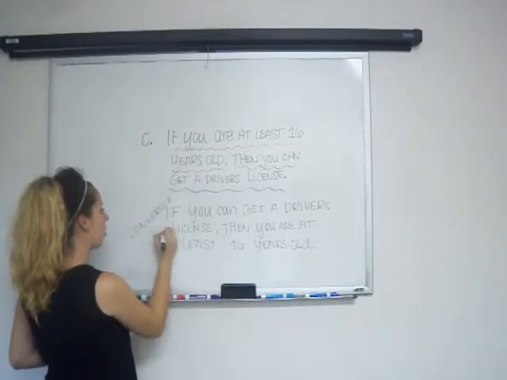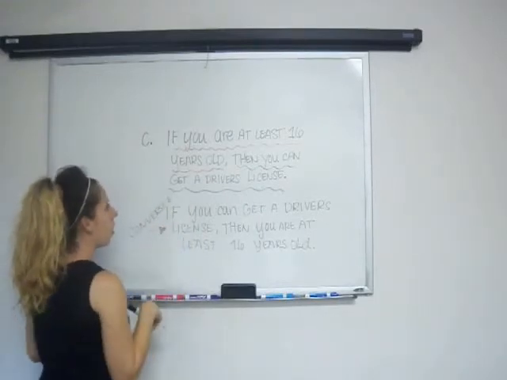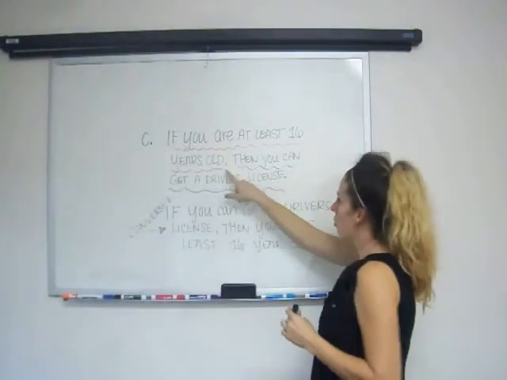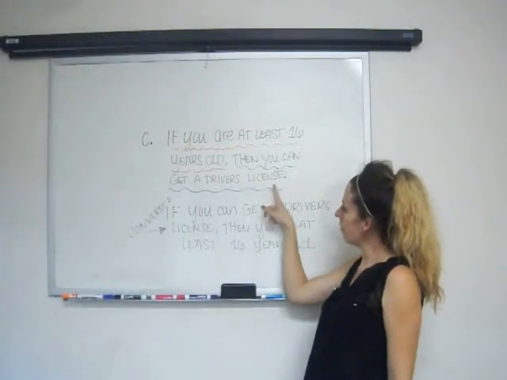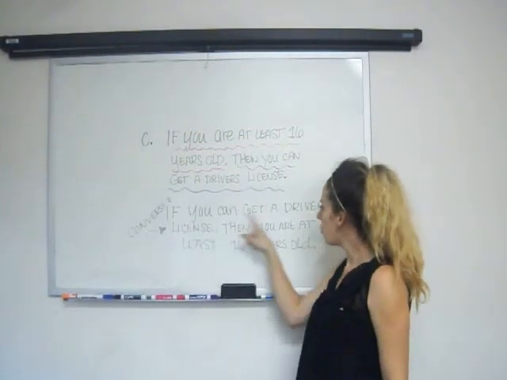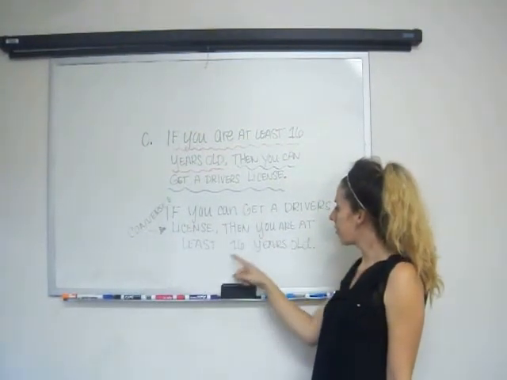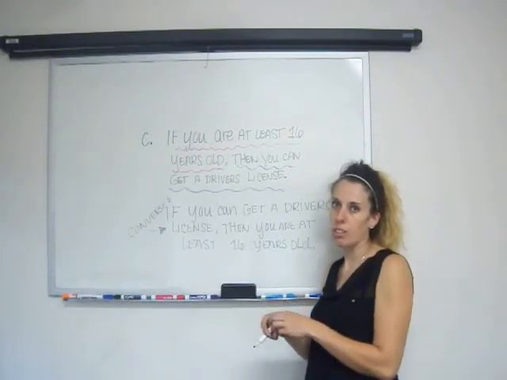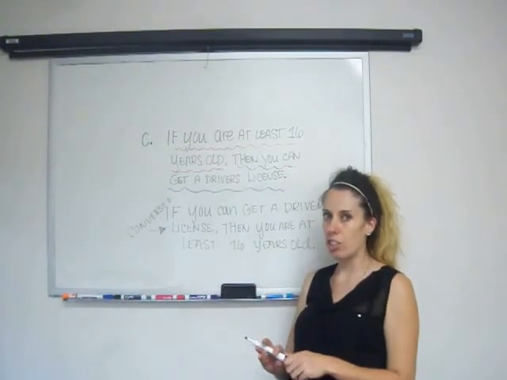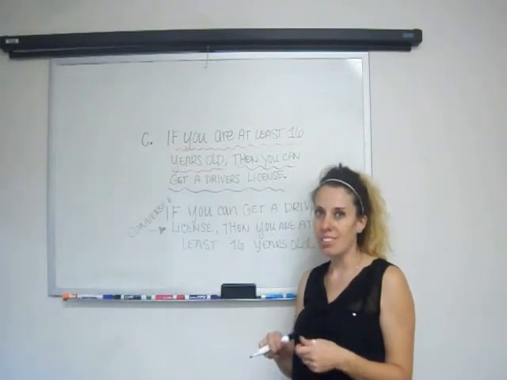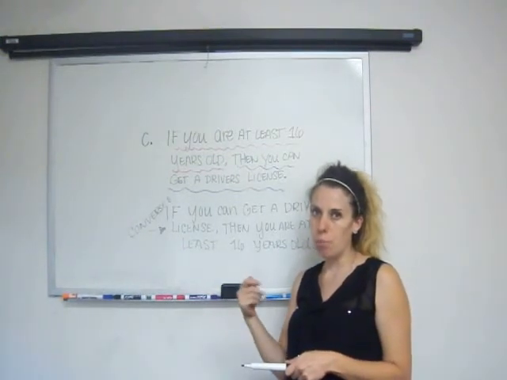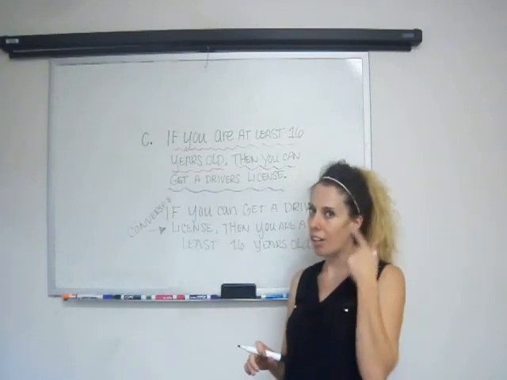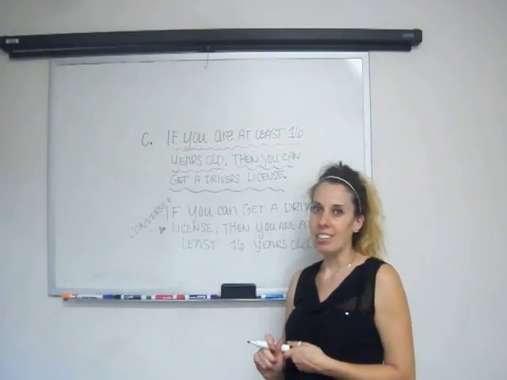Conditional statement, if you are at least 16 years old, then you can get a driver's license. The converse statement, if you can get a driver's license, then you are at least 16 years old. So all we did was just switch the two. Okay, so hopefully that gives you a little bit of introduction to conditional statements. That concludes section 4. Make sure you get all of your vocabulary in a little notebook, or hopefully you got it in your brain really good. And thank you.